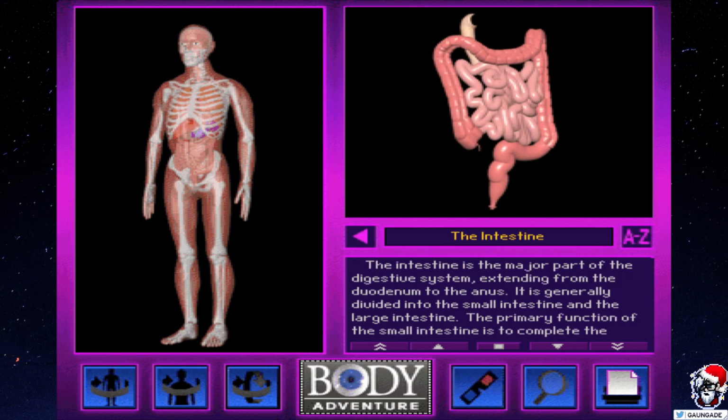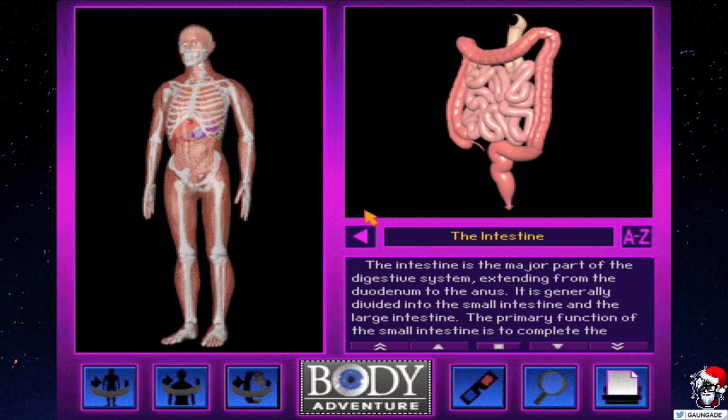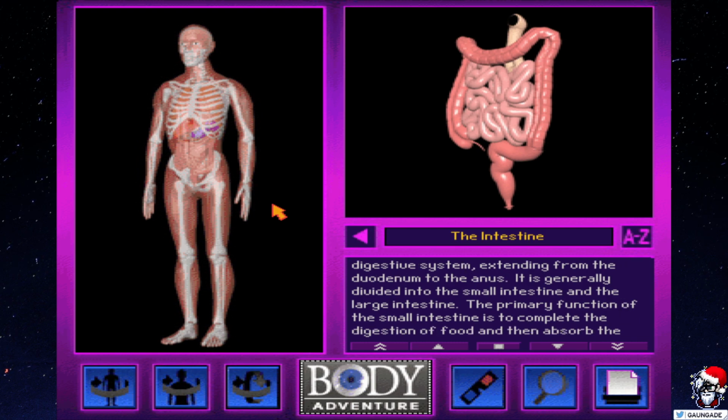The intestine. The intestine is the major part of the digestive system, extending from the duodenum to the anus. It is generally divided into the small intestine and the large intestine.